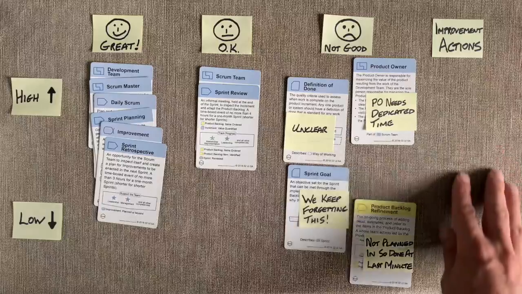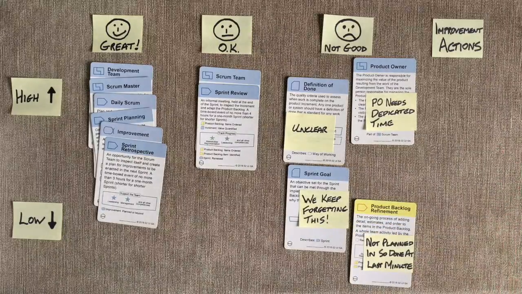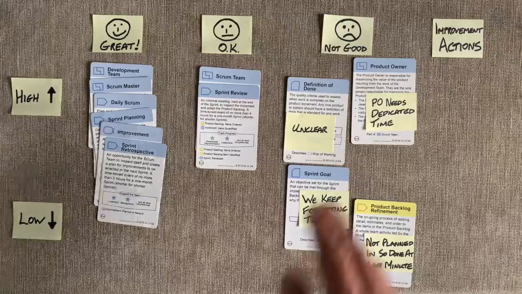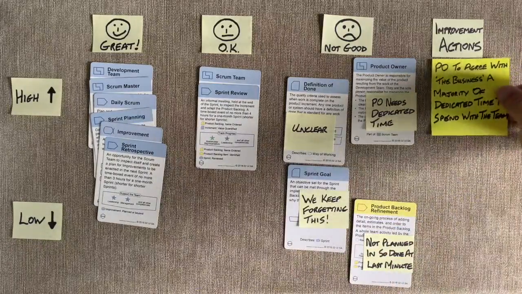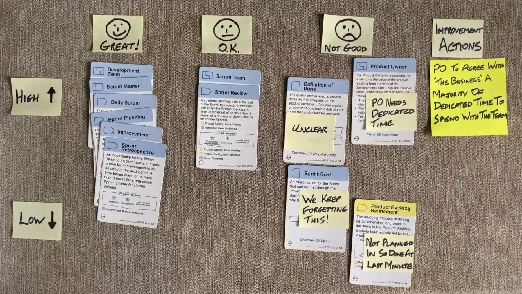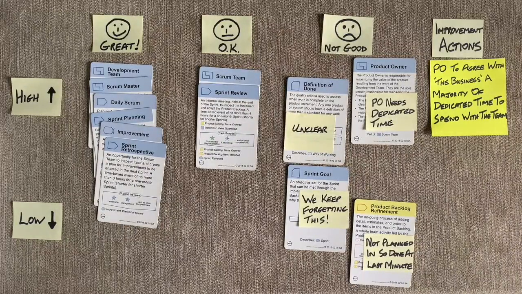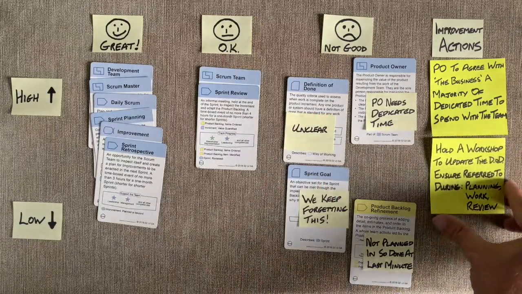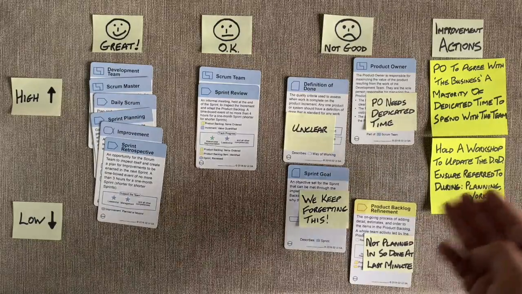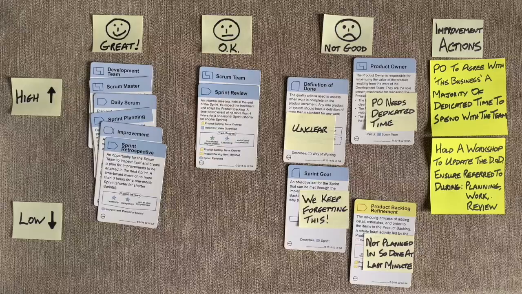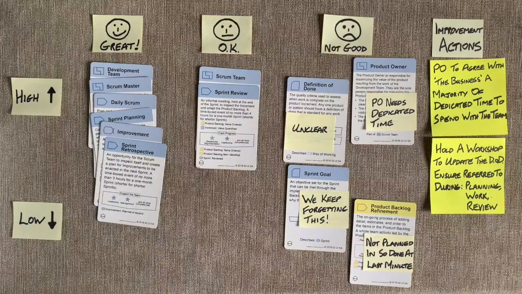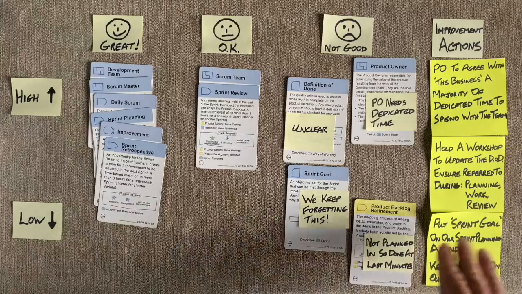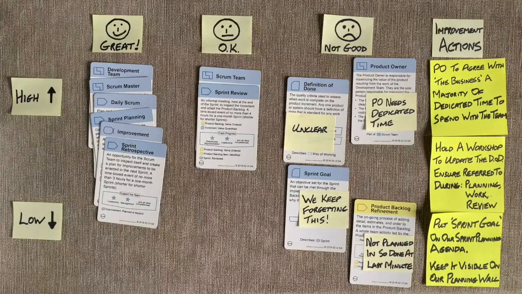So now we need to fill in this improvement action column so that we come out with some agreement as to what we're going to do about these issues. So the first one about the product owner, let's write a short note. They need to agree with the business that they get a majority of their time to spend with the team. Definition of done, here, hold a workshop to update the definition of done and ensure it's referred to during planning, work and review. And finally the sprint goal, that's probably a small improvement action to make. Here we might just say, put the sprint goal on the sprint planning agenda and keep it visible on the planning wall.